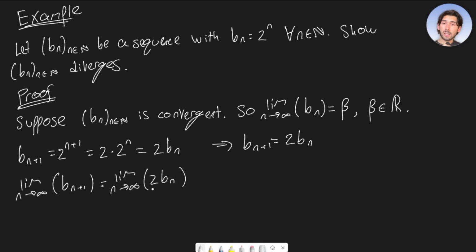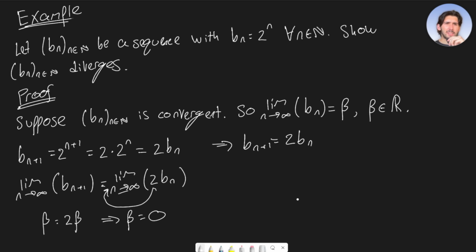Now, using the scalar product rule, as we did last time, we can take the 2 to the outside. And we can, of course, use the fact that B(n+1) as n goes to infinity converges to the same thing that Bn does. Okay, and so what we have is that beta is equal to 2 beta, which of course tells us that beta is equal to 0. So what we're saying so far is we have the sequence 2 to the n, in other words, the sequence that doubles each time, starting on the number 2, converges to 0.